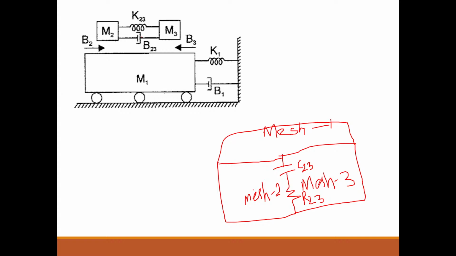Now we have drawn the common element between mesh 2 and mesh 3, that is M2 and M3. Now, what is the common element between M2 and M1? That is B2. B2 is the common element between mesh 1 and mesh 2. B2 means R2, resistor. So you can erase this line and draw a resistor, and you may just write R2.